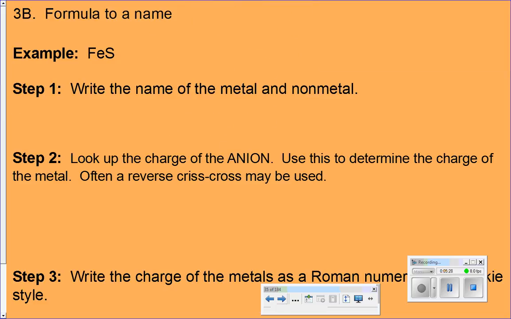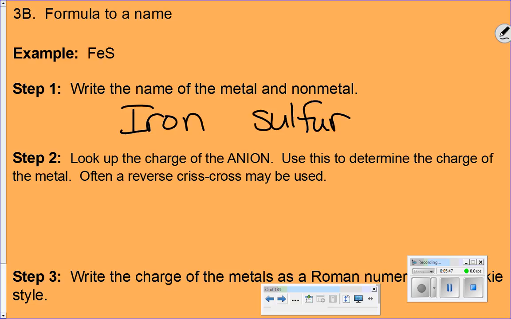What can be a little bit harder about this is when you actually see a name, you have to make sure you identify whether or not it means a Roman numeral. I'm sorry, when you're writing a name from a symbol. So right now we have iron, and we have sulfur.